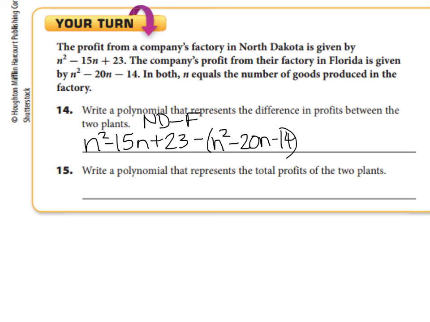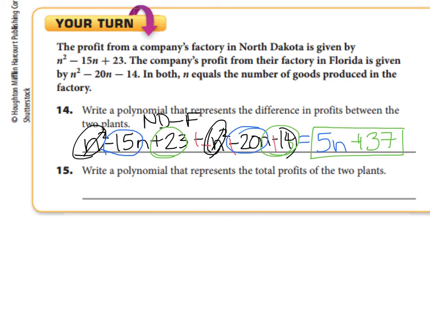So we're going to be doing add the opposite here. So plus, negative, plus, and plus. So we combine our like terms. N squared and a negative n squared will actually cancel, so they're gone. Negative 15n plus 20n makes 5n. And then I've got a positive 23 and a positive 14. Put those together, makes 37. And then you could, if you knew how many goods were being produced, you could replace that in for n. Much simpler expression to work with.